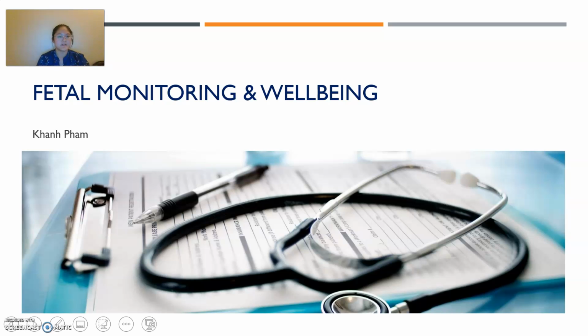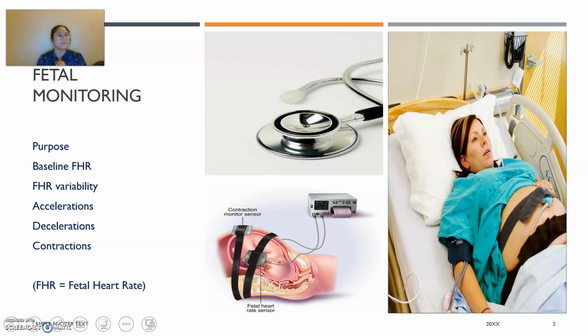In the fetal monitoring part, I would like to talk about the purpose, the baseline fetal heart rate, the fetal heart rate variability, accelerations, decelerations, and contractions.